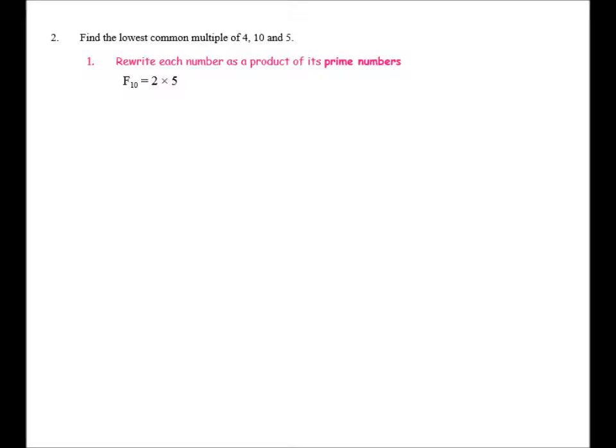So the prime factors of 10 are 2 and 5. The prime factors of 5, well, there's only 5 because 1 is not a prime factor. The prime factors of 4 are 2 and 2 because 2 multiplied by 2 will give you 4. The next step is to write down the factors of the largest number. So our largest number was 10. So the factors of 10 are 2 and 5. 2 multiplied by 5 will give you 10.